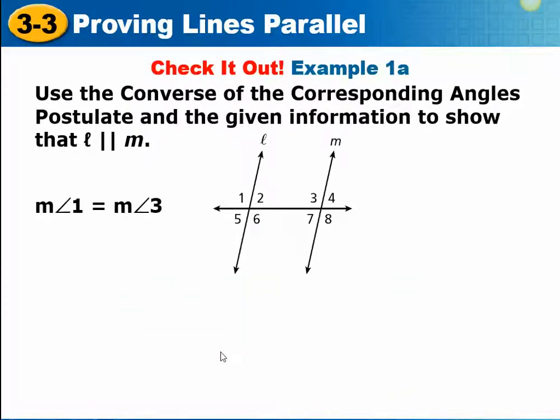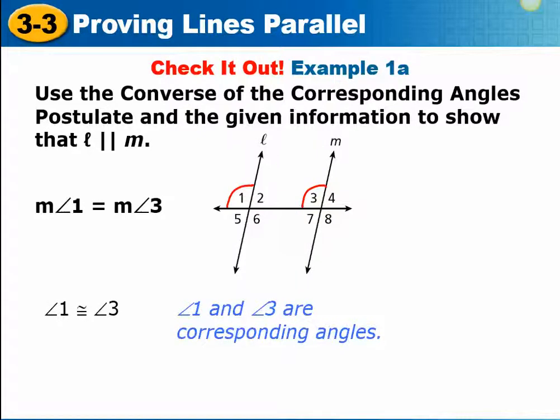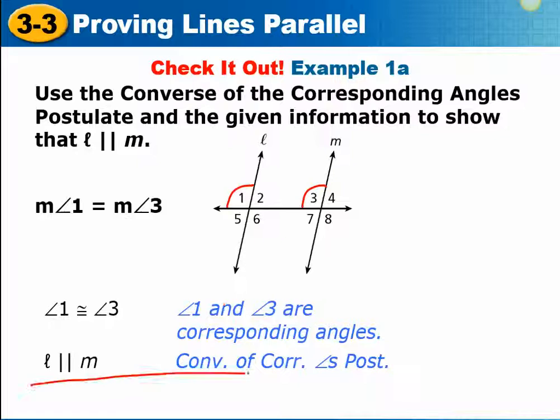Okay, so this one's easy. This is just saying if the measure of angle 1 is equal to the measure of angle 3, then that means those two angles are congruent, which means that you have parallel lines because of the converse of the corresponding angles postulate. So you would need to write this.